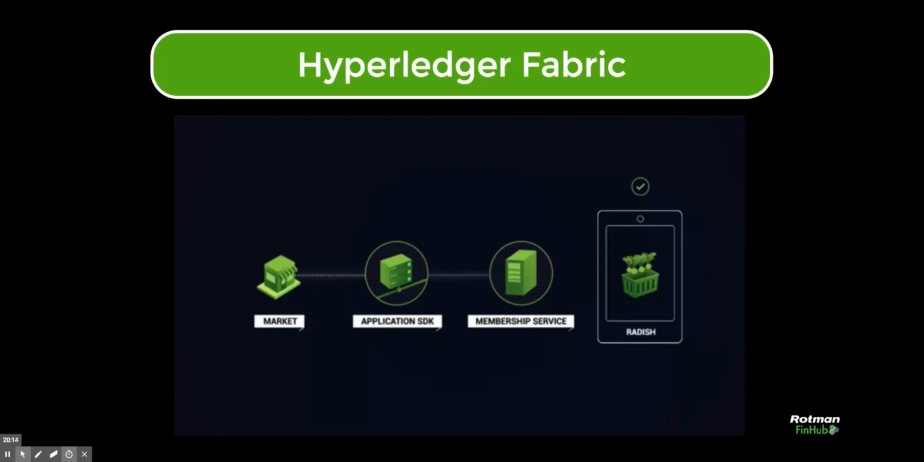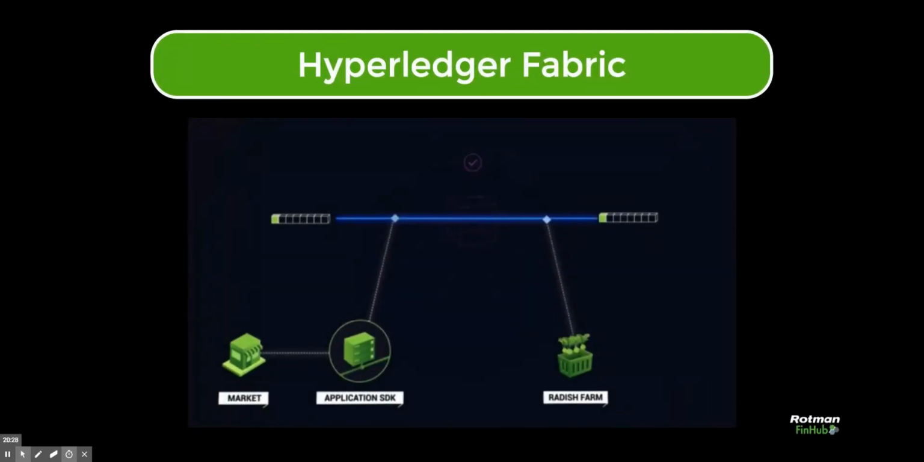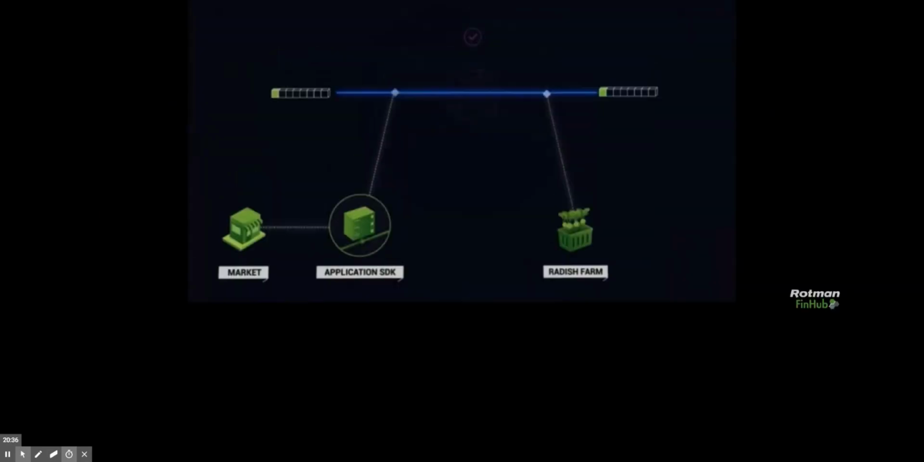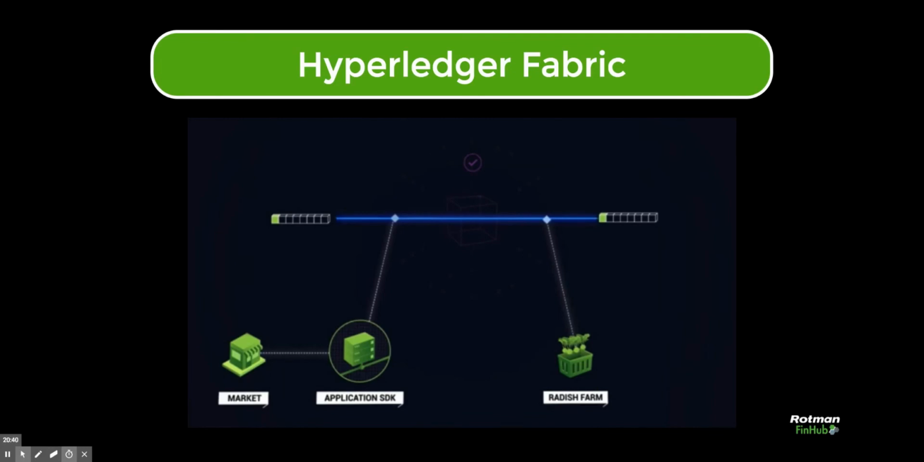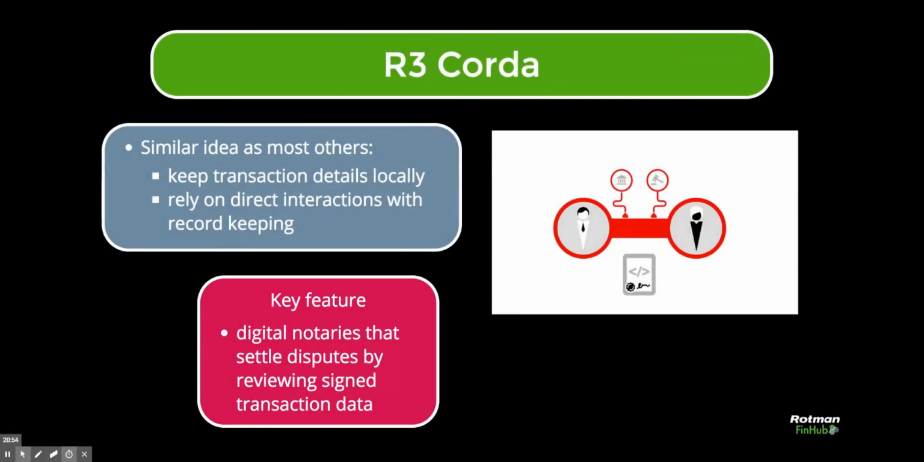Now, how does this work? Well, the market would go to an application service and a membership service and then validate that the radish farm is the radish farm. They exchange the data that they need to have, and then this data gets sent to validators, and then it gets committed to the chain, so that at any point later in time, when other parties such as shippers, customs, or regulators need to know information that is specific for them, it can be extracted from this chain.